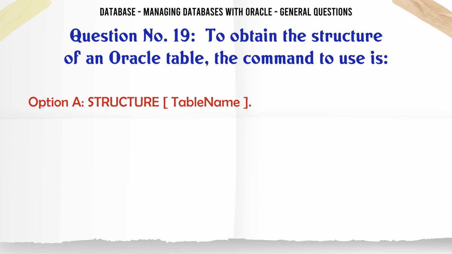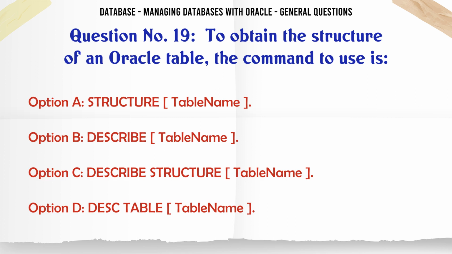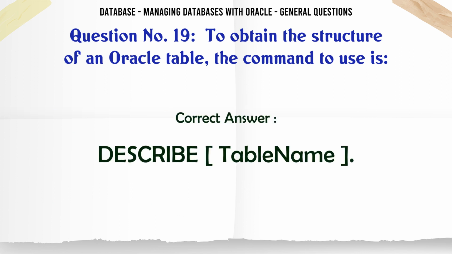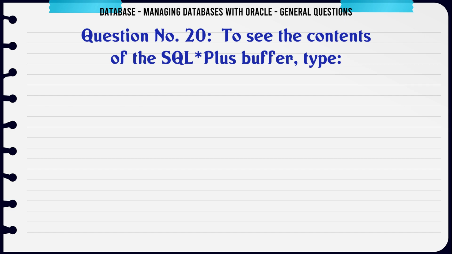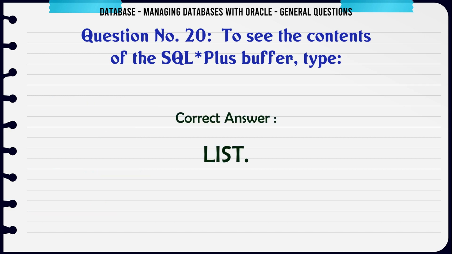To obtain the structure of an Oracle table, the command to use is: A. Structure table name. B. Describe table name. C. Describe structure table name. D. Desc table name. The correct answer is describe table name. To see the contents of the SQL Plus buffer, type: A. Contents. B. Buffer. C. Current. D. List. The correct answer is list.